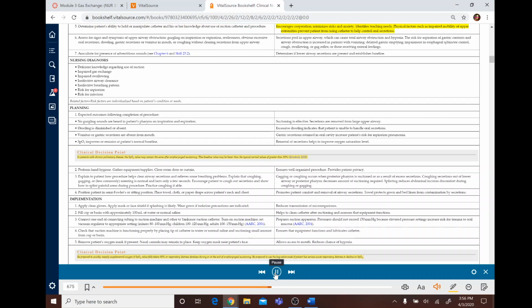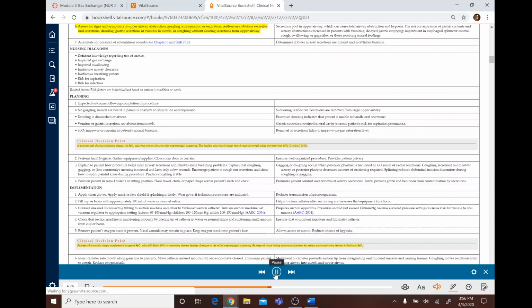Encourages cooperation, minimizes risks and anxiety. Identifies teaching needs. Physical factors such as impaired mobility of upper extremities prevent patient from using catheter to help control oral secretions. 6. Assess for signs and symptoms of upper airway obstruction: gurgling on inspiration or expiration, restlessness, obvious excessive oral secretions, drooling, gastric secretions or vomitus in mouth, or coughing without clearing secretions from upper airway. Secretions pool in upper airway, which can cause total airway obstruction and hypoxia.